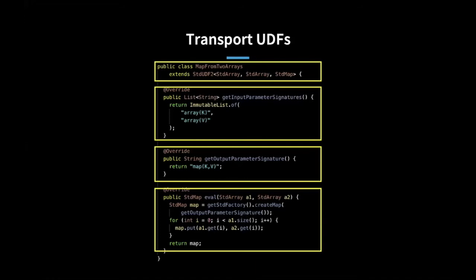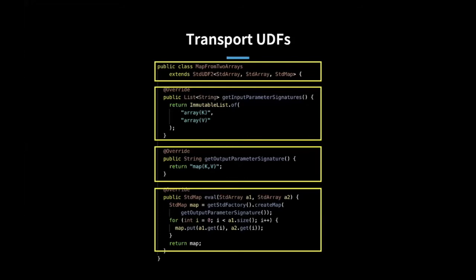And the second input is an array of v, which is another type than k. And then the output is simply a map from k to v, which tells the engine, or the Transport UDF framework, how to derive the output type from the input types.